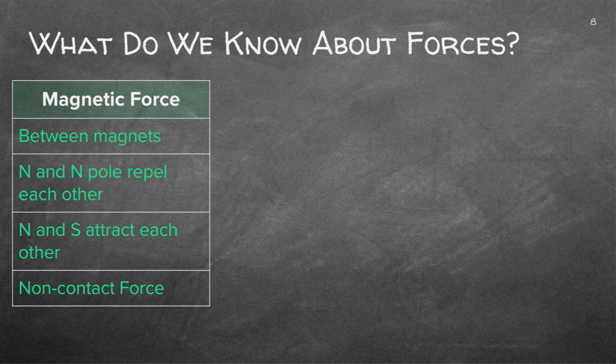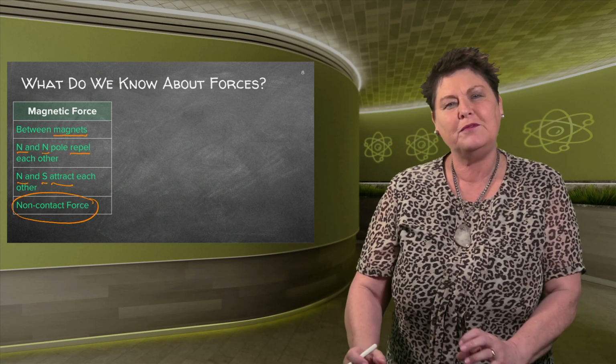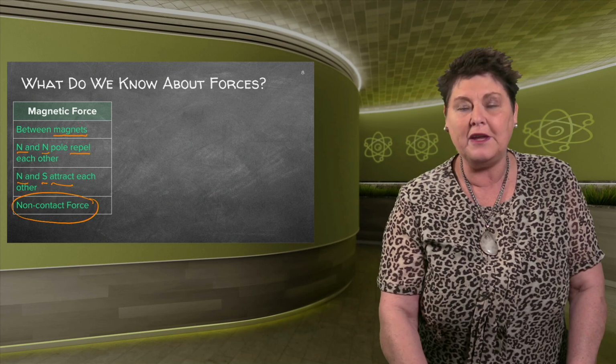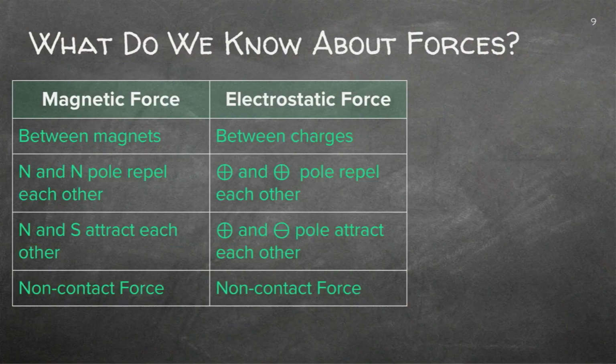Right, let's have a look at the three forces again. Magnetic forces, obviously between magnets. North and north will repel, north and south will attract. And now a new concept. They don't need to be in contact with each other. You can actually put a magnet a little distance from the other and it will be working. So it's a non-contact force. The next one was the electrostatic force. Electrostatic meaning charges. And remember, you can charge something by removing electrons or adding electrons.